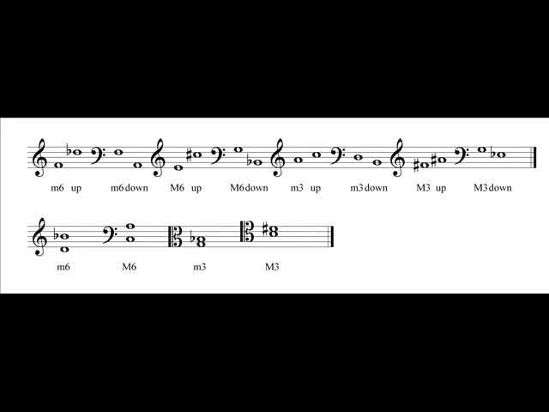Okay, this is Unit 6 on interval dictation. In this unit, we will be adding minor sixths and major sixths to our intervals, which can be confused with minor thirds and major thirds. If you look, the minor sixth, of course, is the inversion of the major third, and the major sixth is the inversion of the minor third.